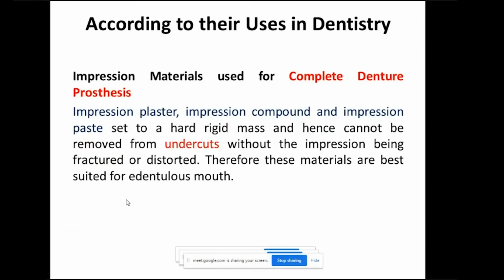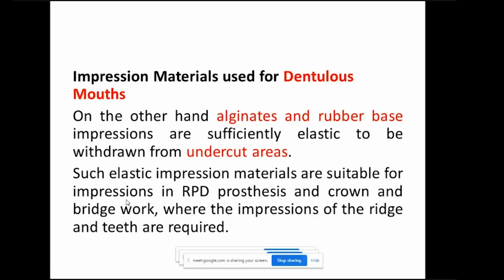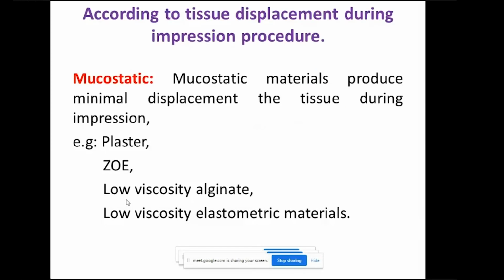According to another classification, according to use in dentistry, either for complete denture in prosthesis, or impression for dentulous mouth, for removable partial denture. And the third classification, either for complete edentulous patient or partial dentulous patient. Another classification you have is according to tissue displacement.